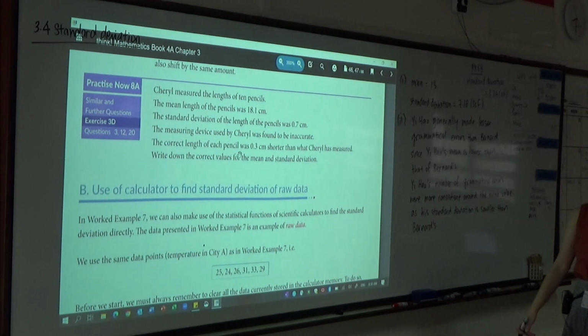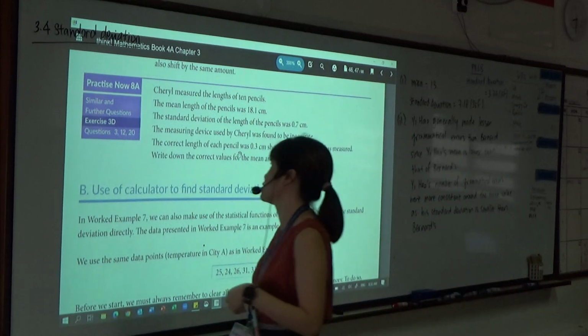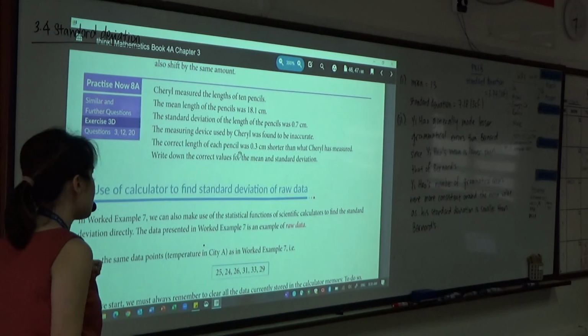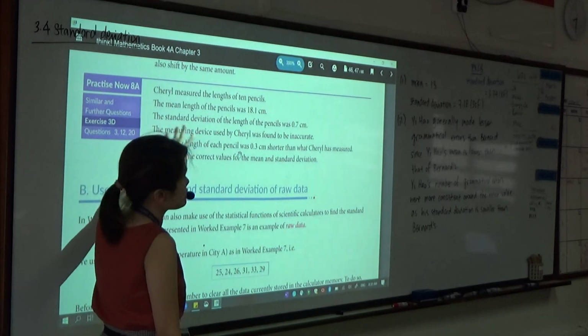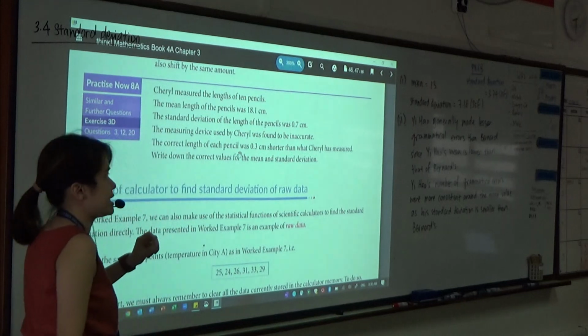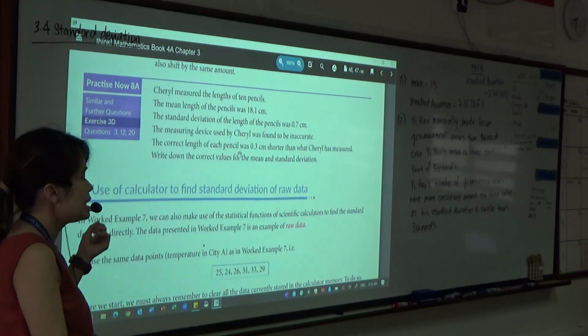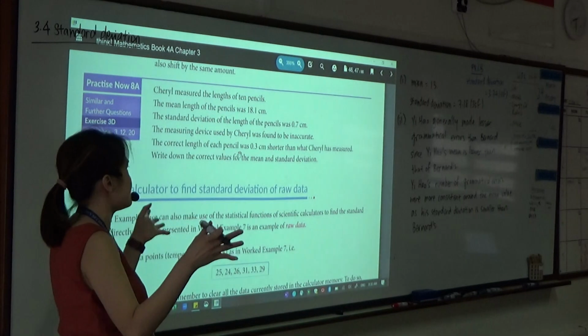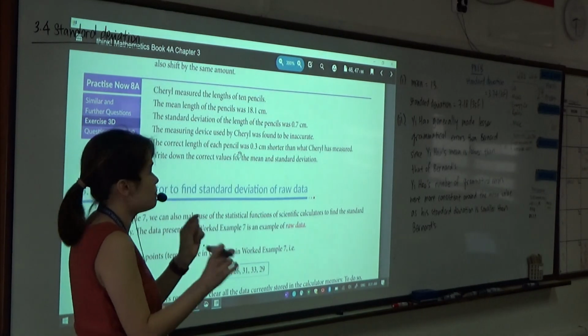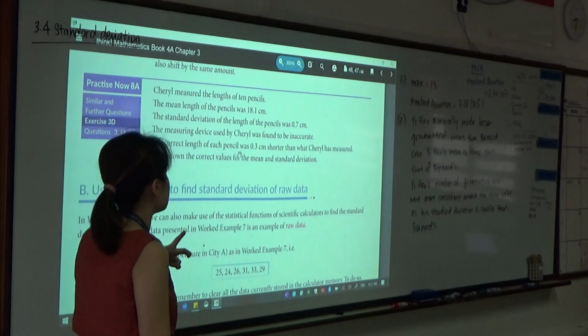So looking at practice now 8A, let's read through the question. It says that Cheryl measured the lengths of 10 pencils. The mean length of these pencils was 18.8. The standard deviation of the length of pencils was 0.7. That means as she measured the mean size, the average size is 18.1, and then there's a deviation of 0.7 for different pencil lengths.